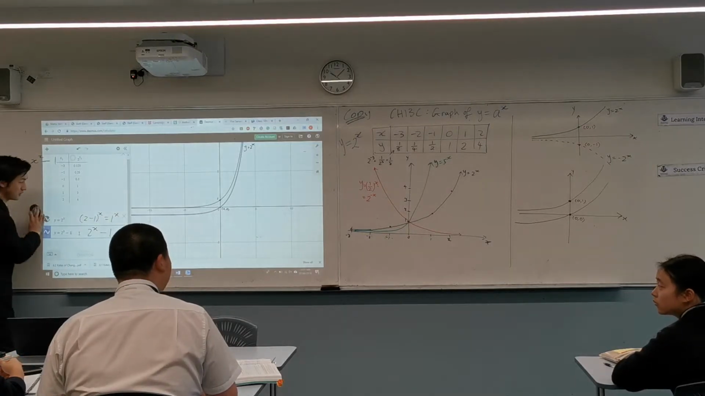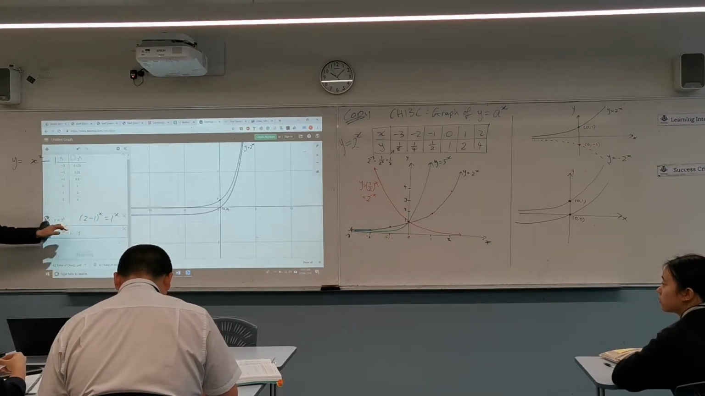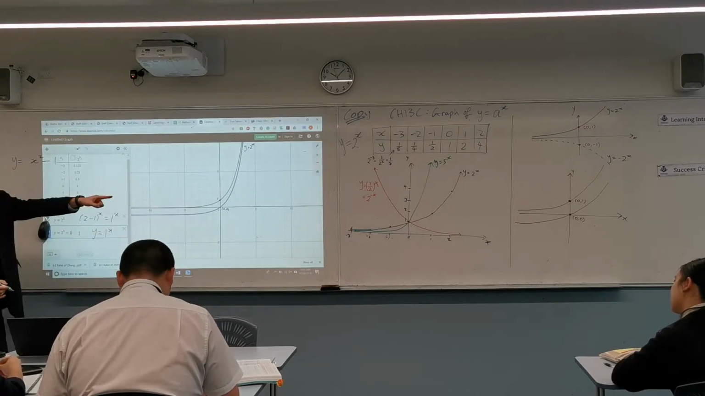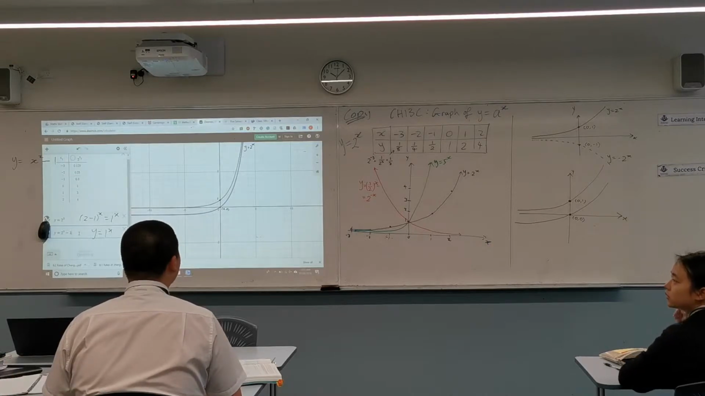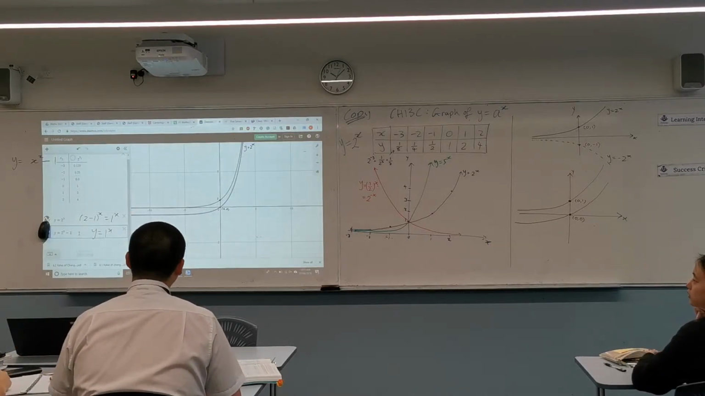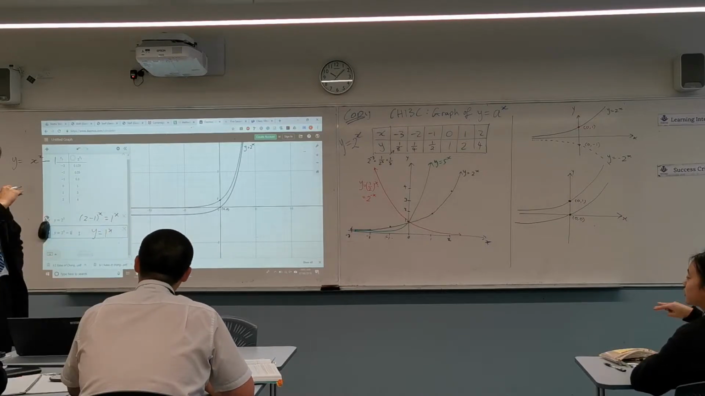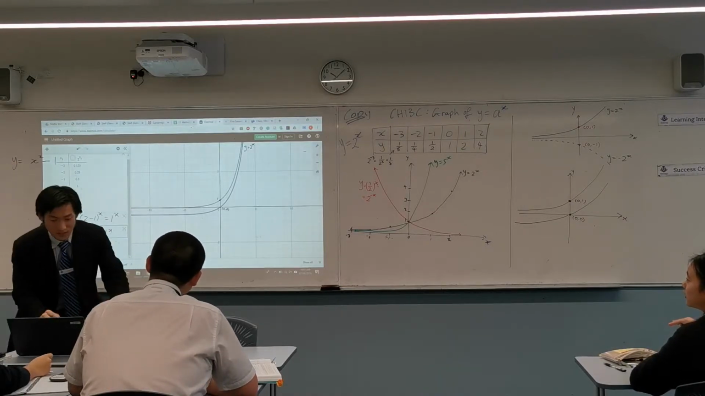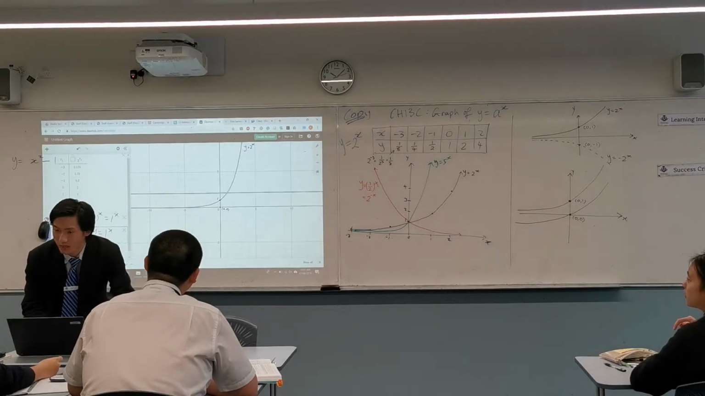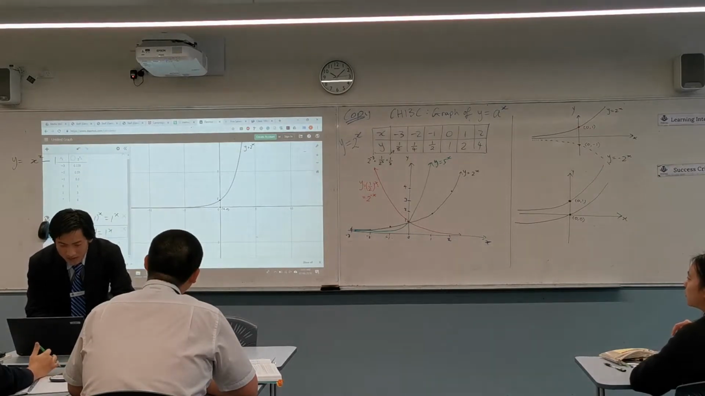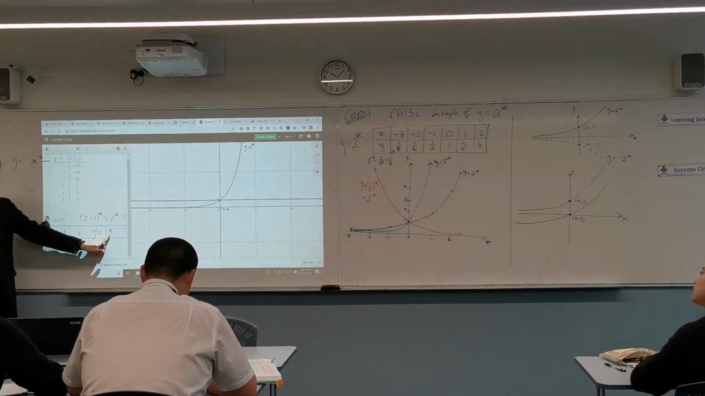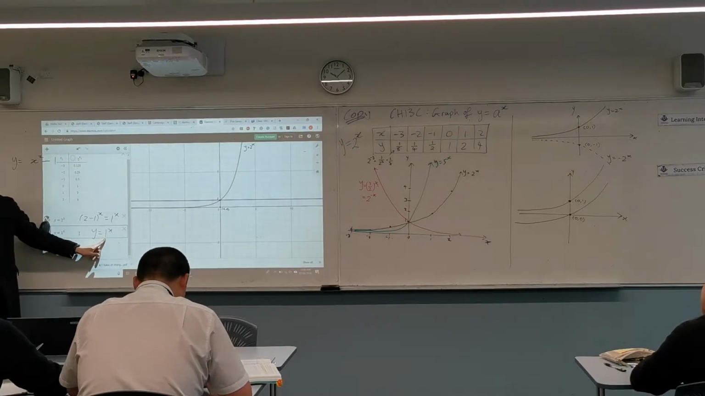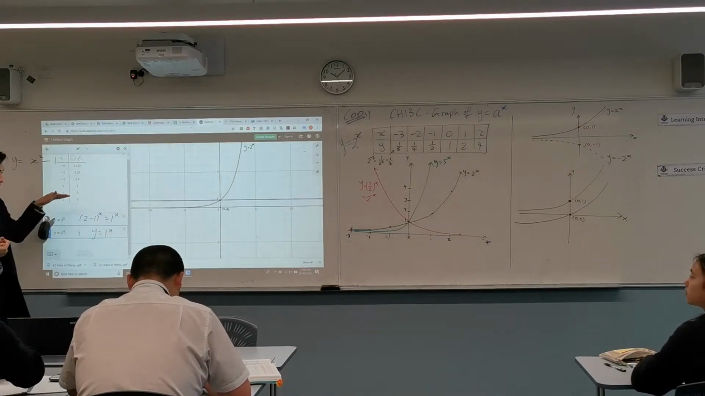Okay, good question. Y equals 1 to the x. We'll do that later. What do you think? Just go straight up? Straight across. So it is actually straight across. That's a great question. Thanks for bringing it up. 1 to the power of x is a horizontal line. Why is that though? What's 1 to the power of anything? 1. So it doesn't matter what x is, the y value will always stay as 1. So that's a horizontal line.